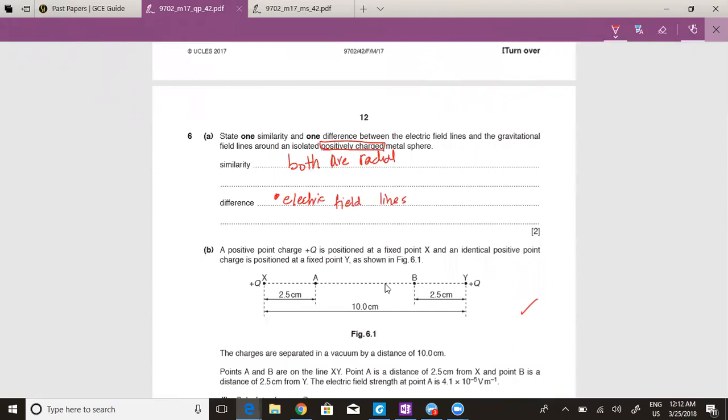Nice. Yeah, I had the same reaction. You leave the field line, and then I just saw the positively charged sphere. And gravitational field lines, let's make it away from the sphere and towards the sphere.